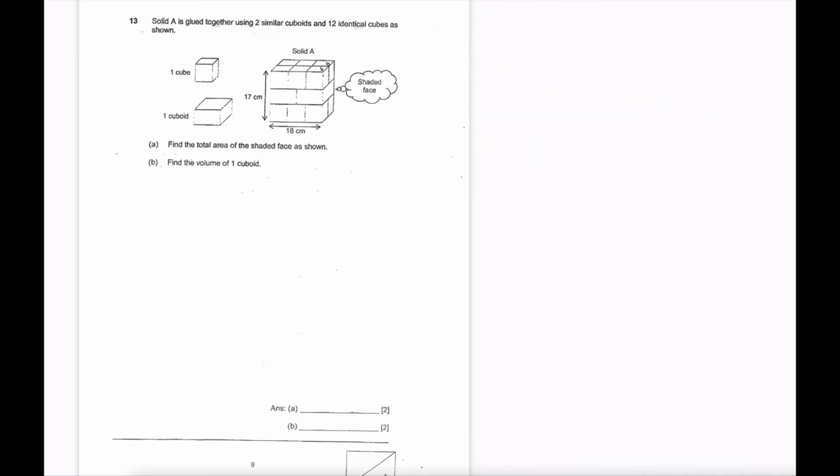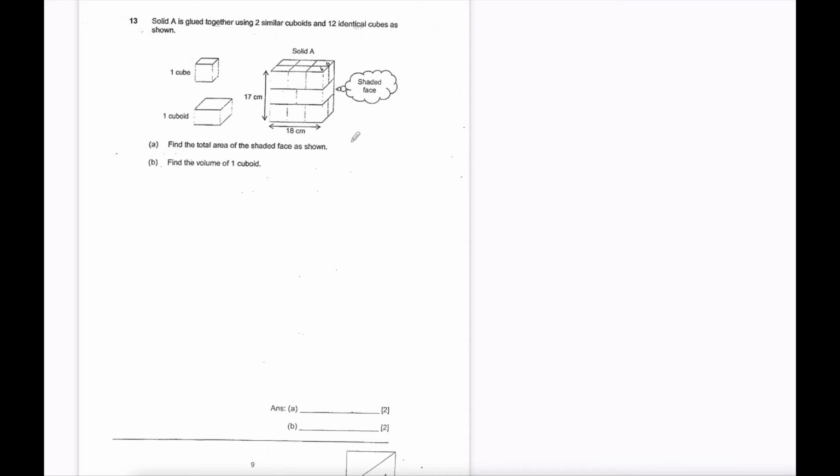Solid A is glued together using two similar cuboids and 12 identical cubes as shown. So one cube looks like that and one cuboid looks like that. We need to find the total area of the shaded face. So the shaded face is here. I'm going to erase it because I need that space. So basically it's this side. Now, cubes means all same sides.